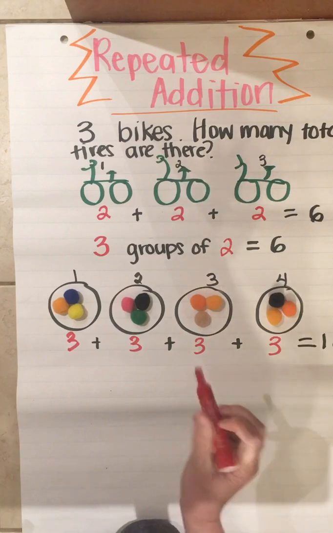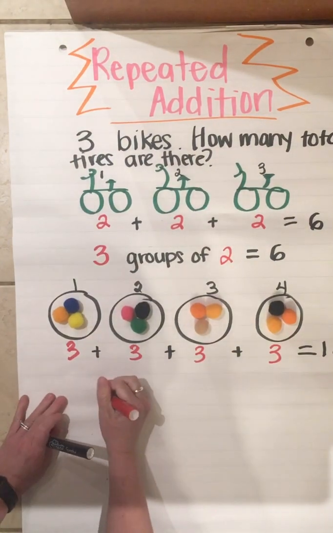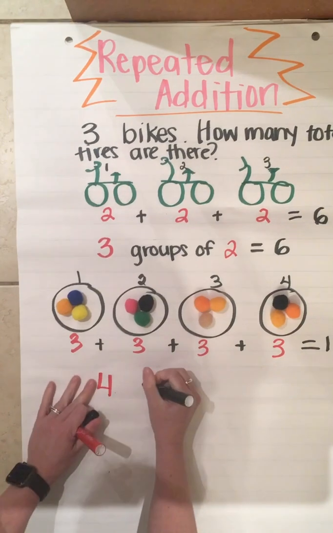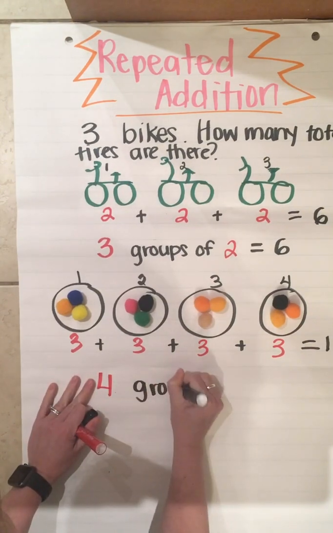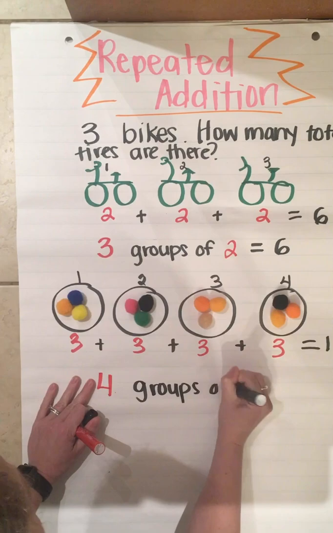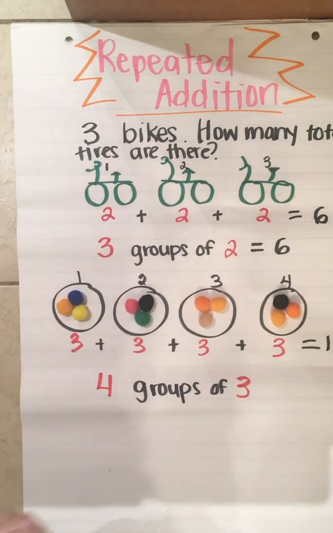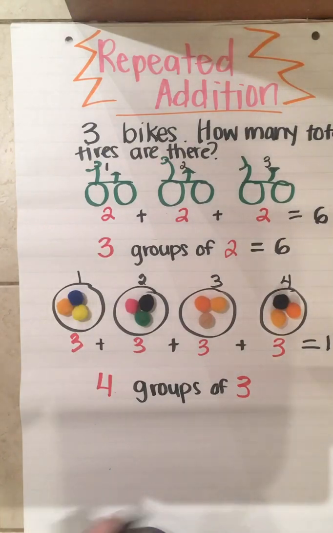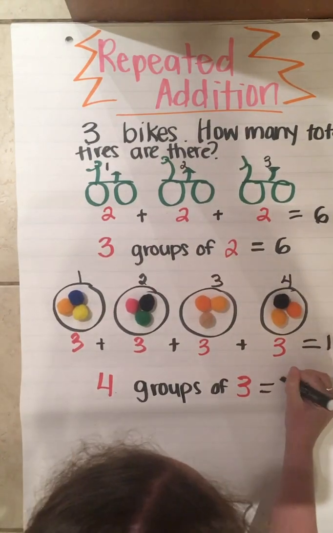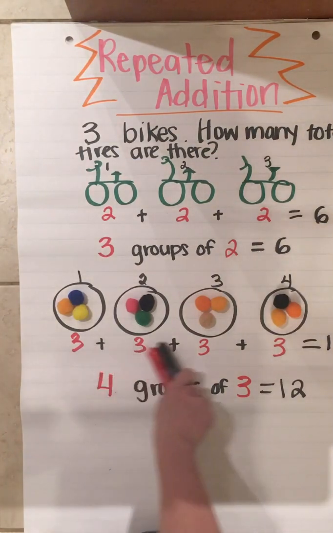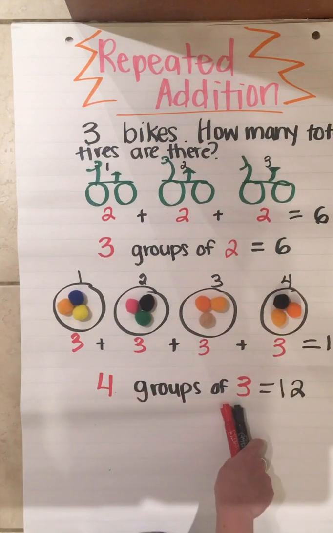And again, we could write this as 4 groups of 3, okay? And that equals 12, okay? Hopefully you're all seeing how repeated addition can be shown in a different way.